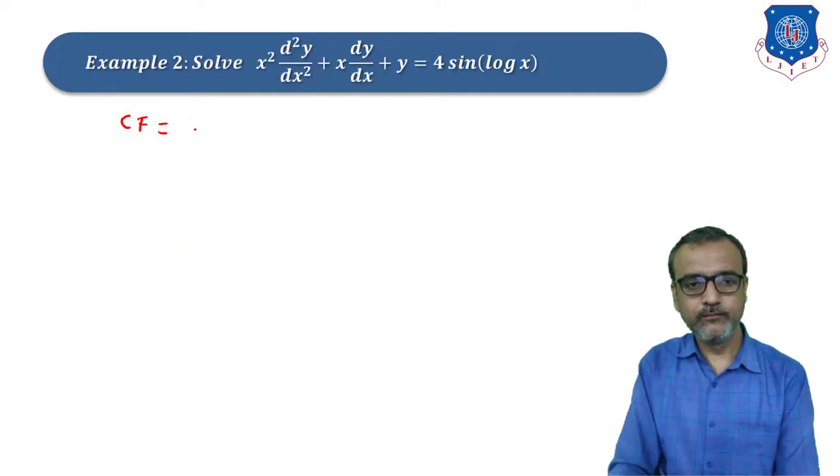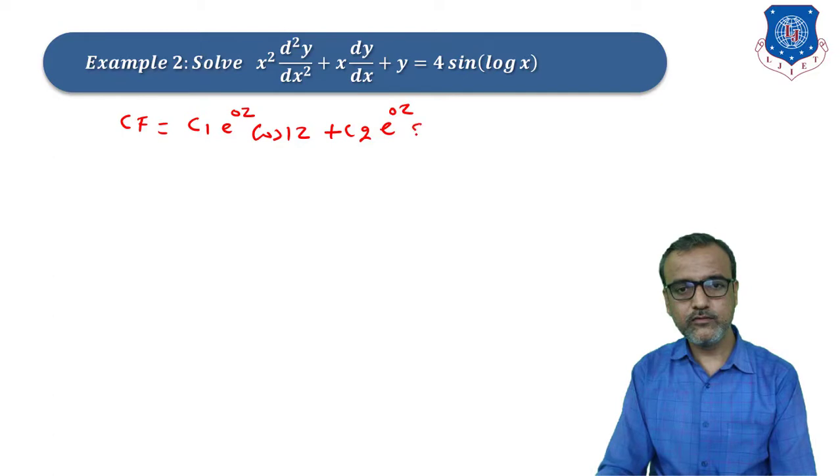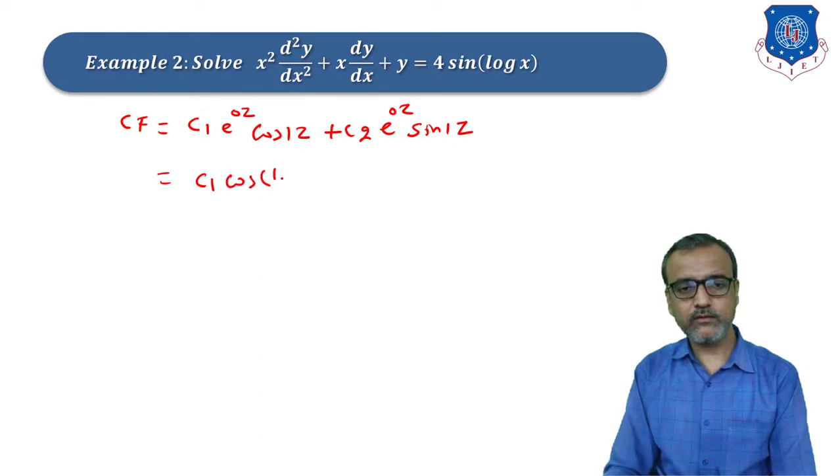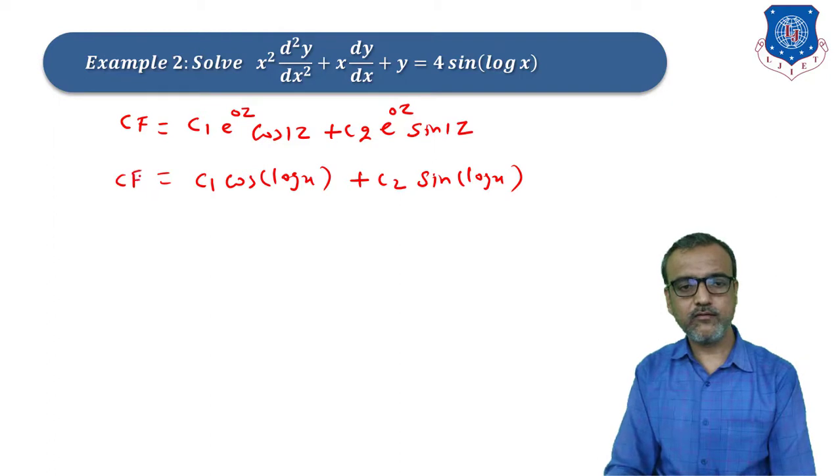CF = C1 e^(0z) cos(1z) + C2 e^(0z) sin(1z). But e^(0z) is 1, so we have C1 cos(z) + C2 sin(z), and replacing z by log x, C1 cos(log x) + C2 sin(log x). So this is the required CF.